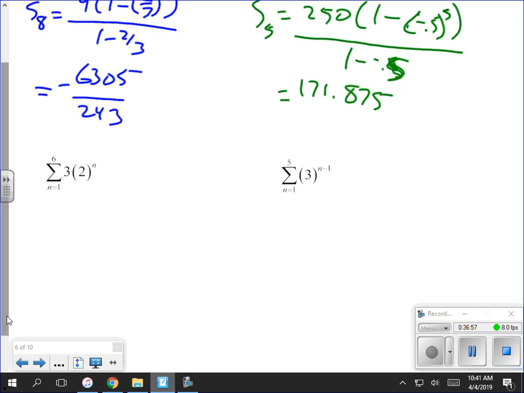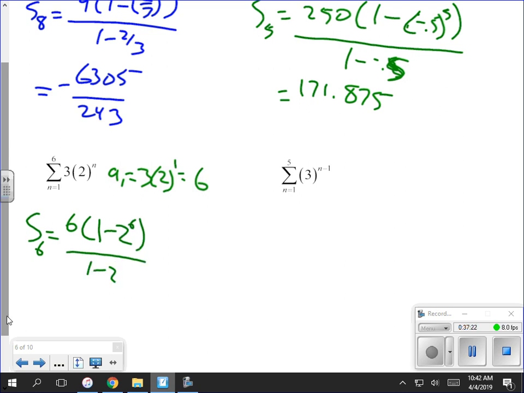This one, n is 6, r is 2, a sub 1 is 3 times 2 to the first power, or 6. Okay. So I end up getting the sum of the first 6 terms is 6 times 1 minus 2 to the 6th power over 1 minus 2. And you get 378.